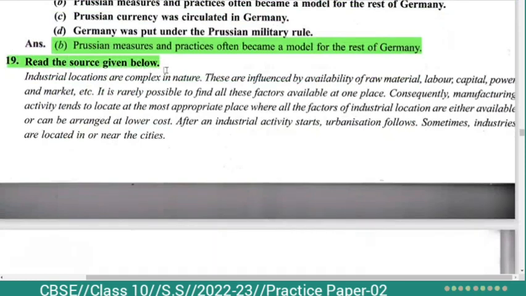Question number 19. Read the source given below. Industrial locations are complex in nature. These are influenced by availability of raw material, labor, capital, power and market, etc. It is rarely possible to find all these factors available at one place. Consequently, manufacturing activity tends to locate at the most appropriate place where all the factors of industrial location are either available or can be arranged at lower cost. After an industrial activity starts, urbanization follows. Sometimes industries are located in or near the cities.